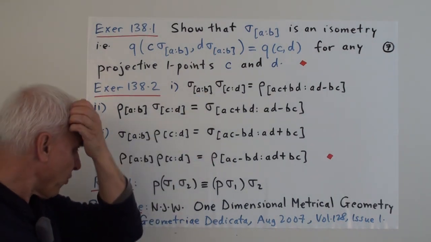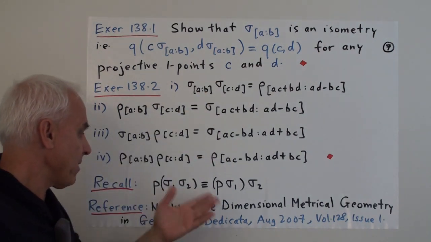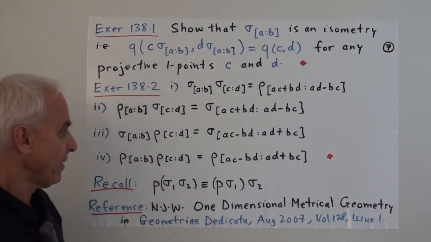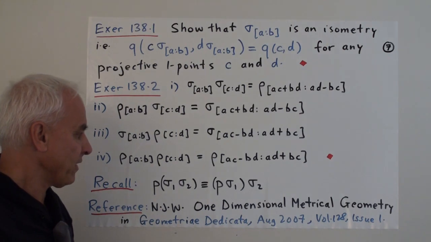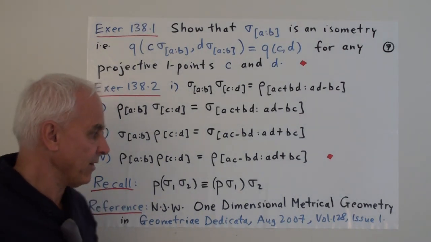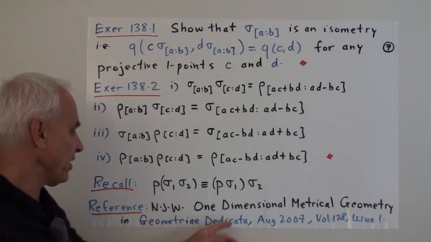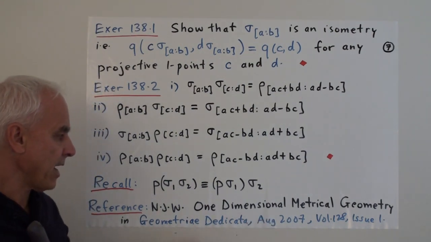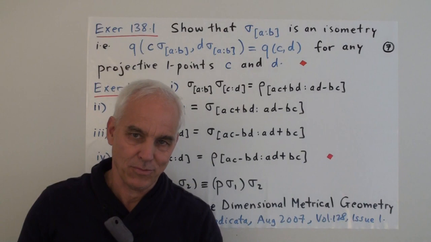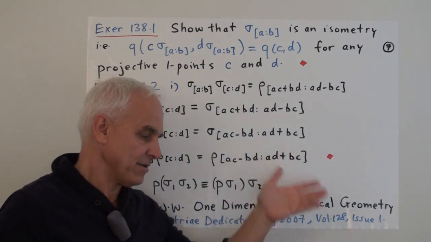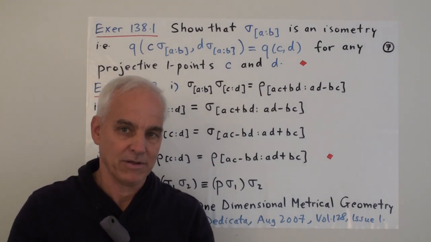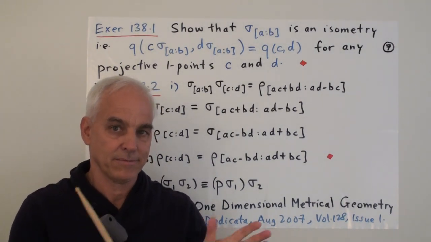Okay, so these formulas were part of a paper that I wrote some time ago called One-Dimensional Metrical Geometry. So you can have a look at that if you want some more detail. It appeared in Geometriae Dedicata in 2007. And that has more information that will extend the story in other directions as well. And we'll talk a little bit about some of the other directions that are going on there.